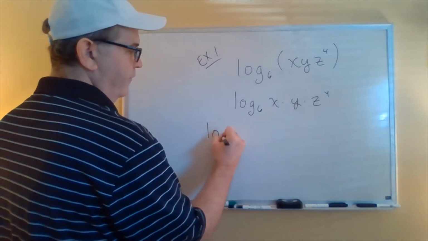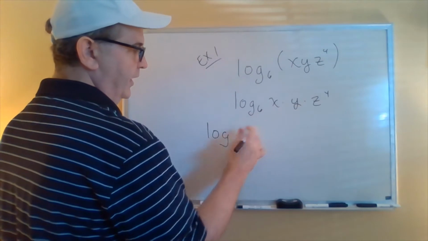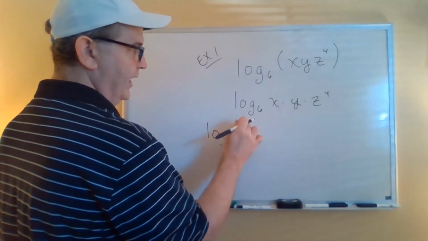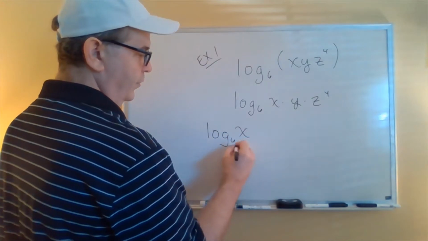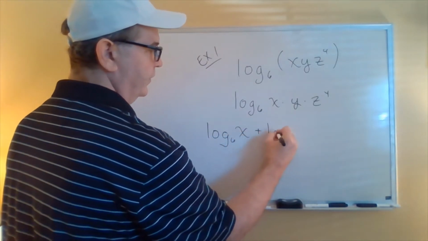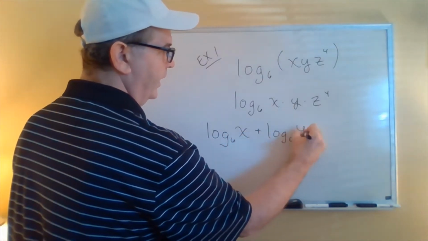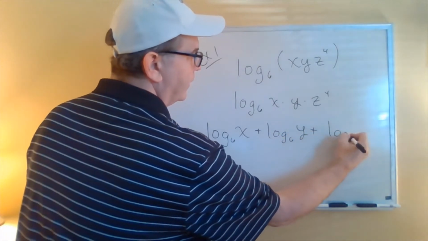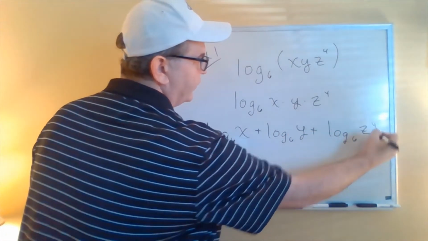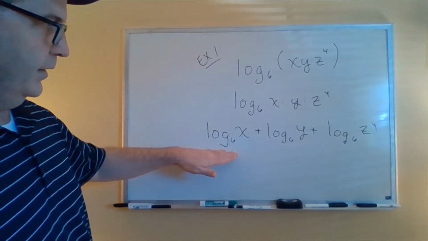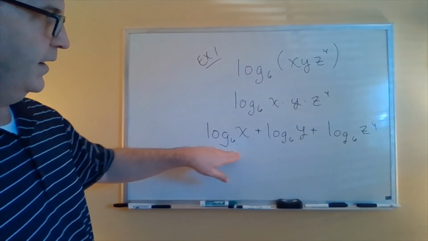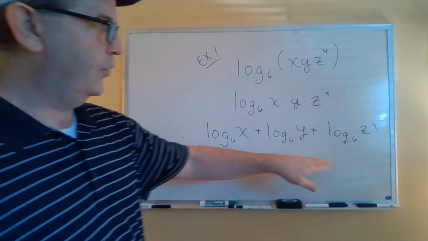So if you remember the product property, when we're multiplying these together, we can basically add the logarithms of each. So I'm going to have log base 6 of x plus log base 6 of y plus log base 6 of z to the fourth. So we're good here. We can't expand the x or the y anymore.